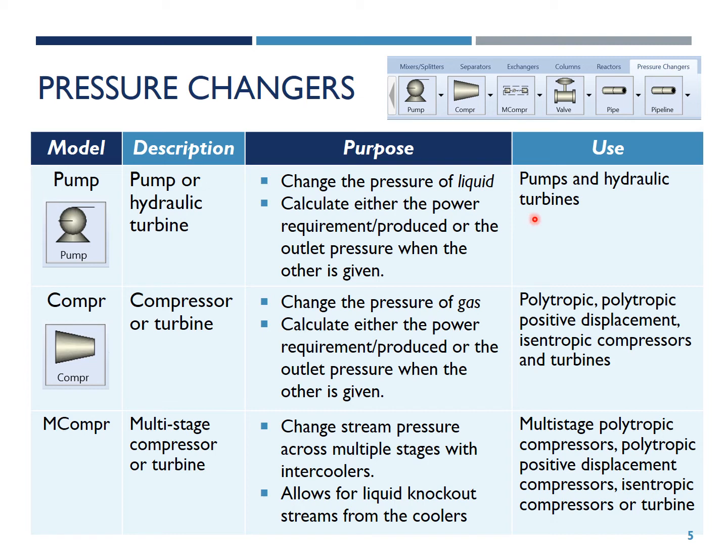The Pump model is used for pumps and hydraulic turbines, whereas Compr is used for polytropic compressors and turbines, polytropic positive displacement compressors and turbines, and also isentropic compressors and turbines.